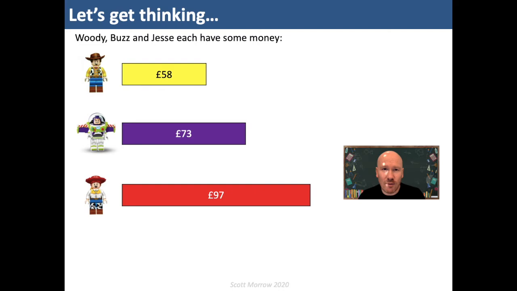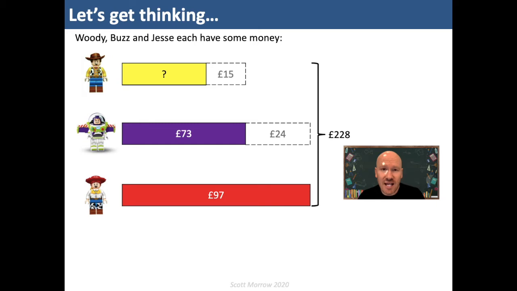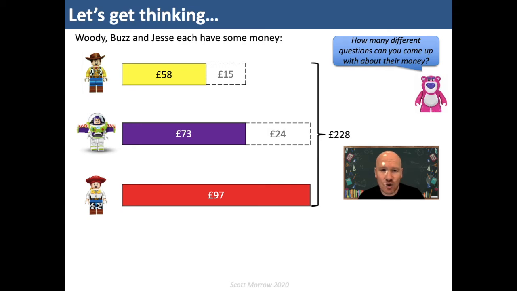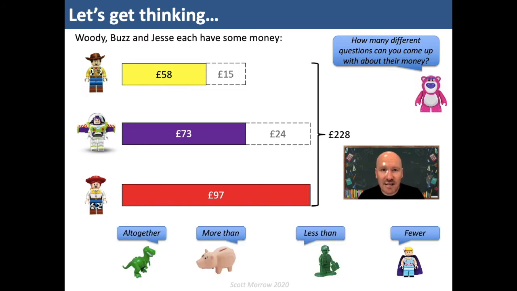So let's fill in the whole amount and the differences. They've got £228 altogether. The difference between Woody and Buzz's amounts is £15 and the difference between Buzz and Jessie is £24. So I could come up with questions where the answer might be one of the parts, it might be the difference between two of the parts, or it might be the whole amount. And I'm interested in how many different questions you can come up with about their money. I might want to use words like altogether, more than, less than, or fewer in order to help me.